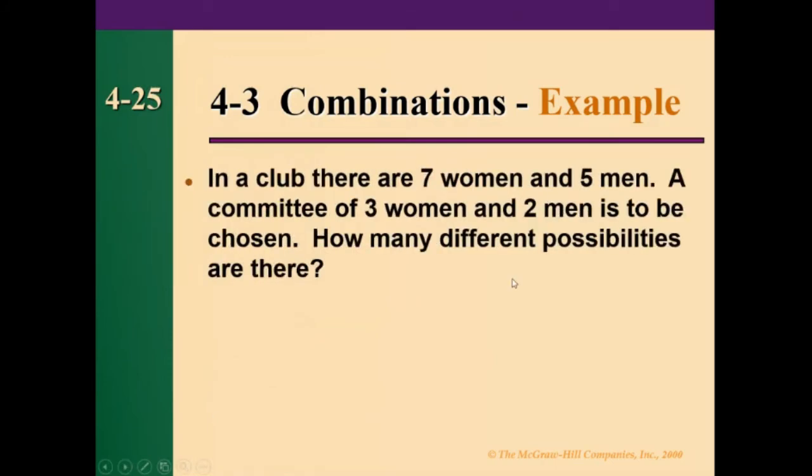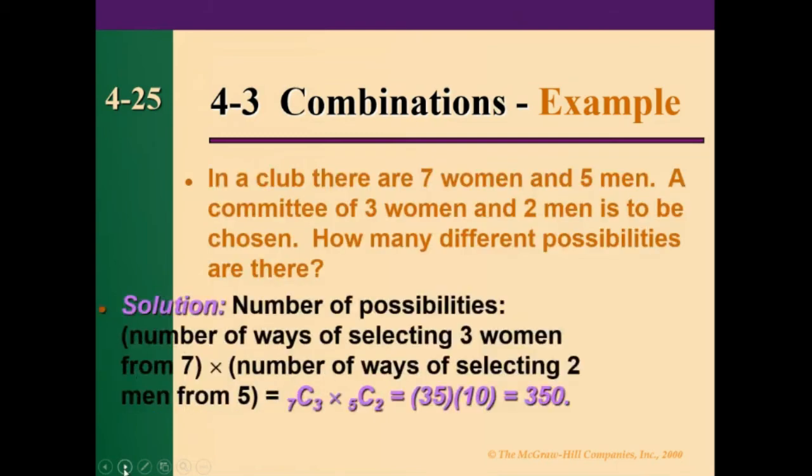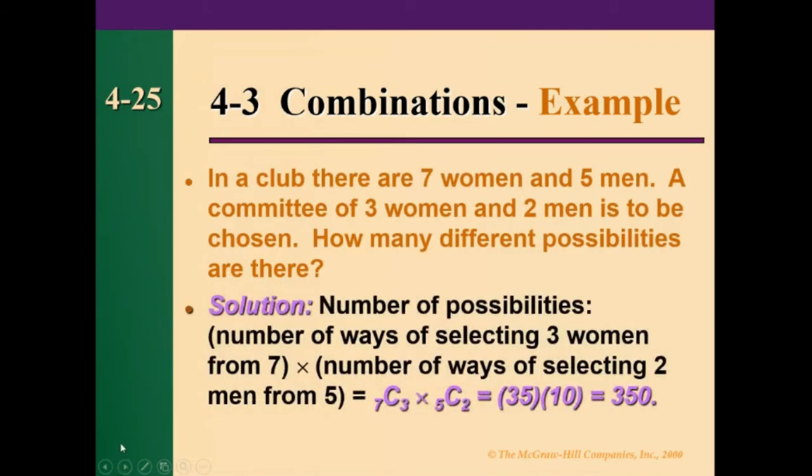In a club, there are 7 women and 5 men. A committee of 3 women and 2 men is to be chosen. How many different possibilities are there? Okay? So, kung mapapansin nyo, ano siya? Ayan. Pag sa women, 7C3. Kapag sa men, 5C2. Kaya, ang gagawin dyan, i-multiply nyo. So, number of ways selecting 3 women from 7, number of ways selecting 2 men from 5. So, 7C3 times 5C2. Ang 7C3 is 35, 5C2 is 10, 35 times 10 is 350. So, that's okay, Mia.